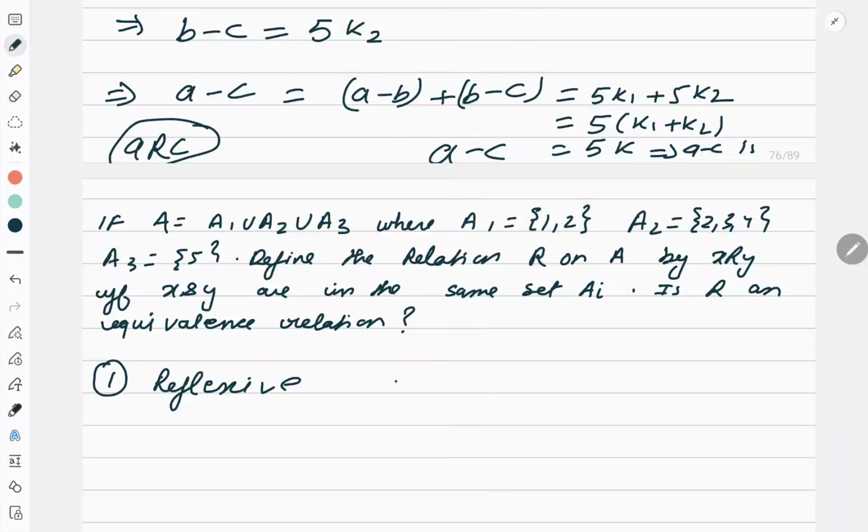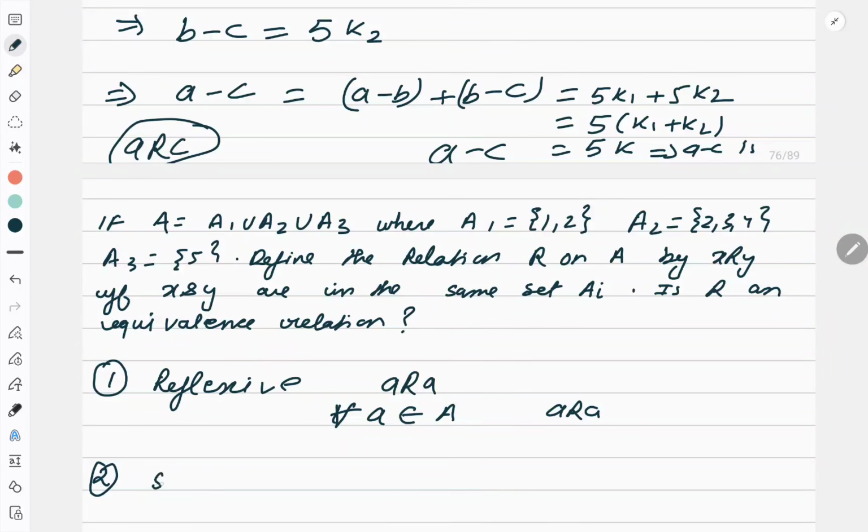Okay, now when I am saying reflexive, it means a is R related to a. Right? And what type of elements do I have in this? The relation on A is defined such that x is R related to y when they are in the same set. So now, simple concept. If I take any element, say 1, obviously 1 will belong to the same set. So I can say for all a belongs to A, a is R related to a because it will definitely belong to the same set. Correct? So it will always belong to Ai. So reflexive is not an issue at all.